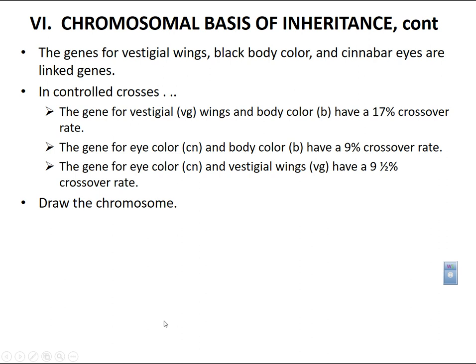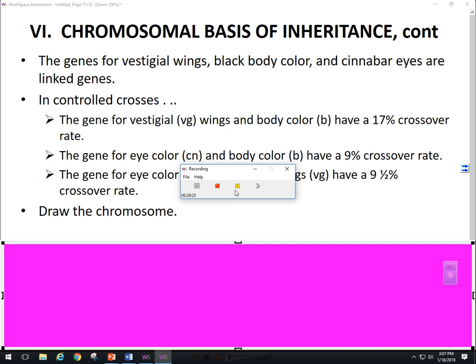Okay, so what you're looking at, hang on. We're being rudely interrupted. Okay, here we go. Let's finish this up.